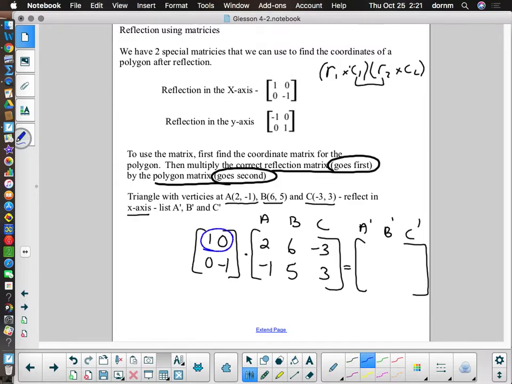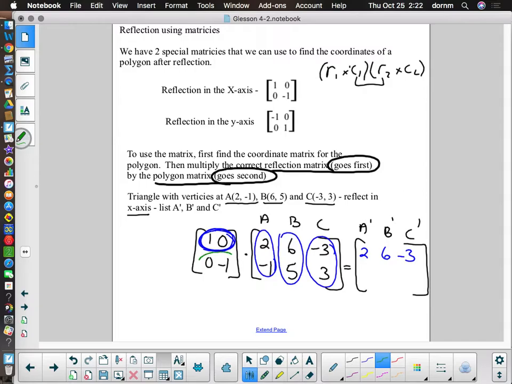We take row 1 times column 1. So 1 times 2 is 2, and 0 times negative 1, that's going to go away, 0. 1 times 2 is 2. Row 1 times column 2. 1 times 6 is 6. 0 times 5 is 0. So we get 6. Row 1 times column 3. 1 times negative 3 is negative 3. Plus 0 is negative 3.